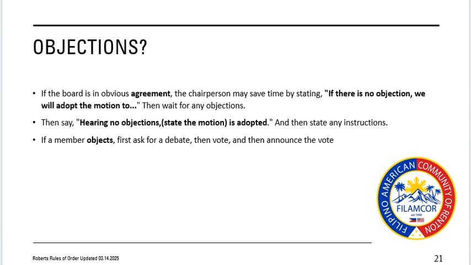Objections? If the board is in obvious agreement, the chairperson may save time by stating, "If there is no objection, we will adopt the motion to..." Then wait for any objections. Then say, "Hearing no objections, the motion is adopted." And then state any instructions. If a member objects, first ask for a debate, then vote, and then announce the vote.